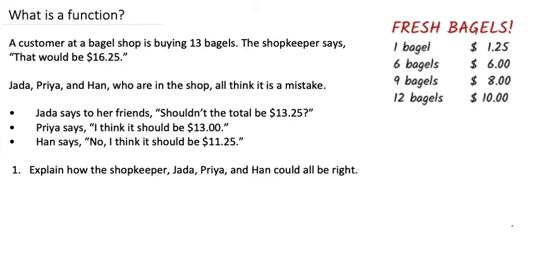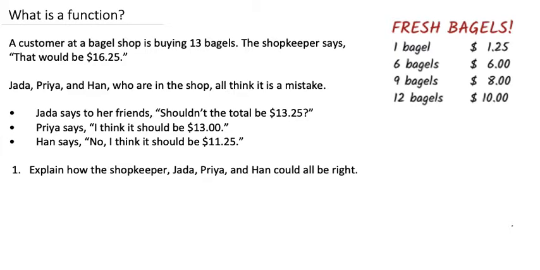Jada, Priya, and Han, who are in the shop, all think it is a mistake. Jada says to her friends, shouldn't the total be $13.25? Priya says, I think it should be $13. Han says, no, I think it should be $11.25. Explain how the shopkeeper, Jada, Priya, and Han could all be right.